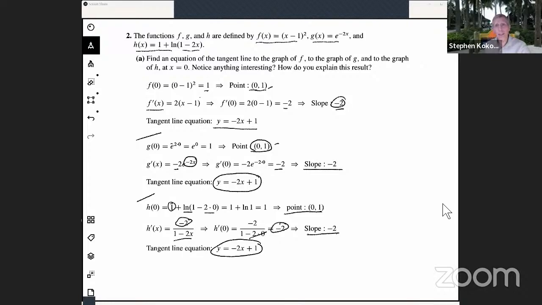All go through the point (0, 1). All have the exact same tangent line at the point (0, 1). How do you explain this? Well, each one of these functions, whose graphs go through (0, 1), also has the same derivative there, -2. Does that mean they're the same graph? No. But there are some common things happening there at (0, 1).